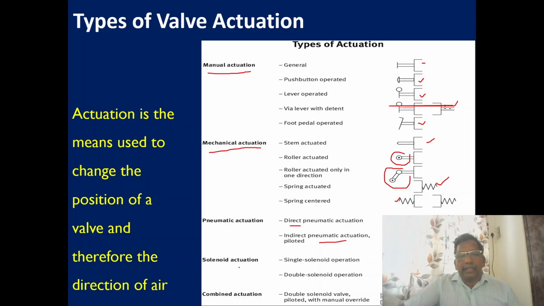Okay. Then solenoid actuation is also there. A fully electrically operated means solenoid. So single solenoid we are having and double-sided solenoid also. When combined, if you have an actuating device with pneumatic and solenoid, we call it combined. So double solenoid valve pilot with manual override also we are having. So these are all the different actuating systems we have.